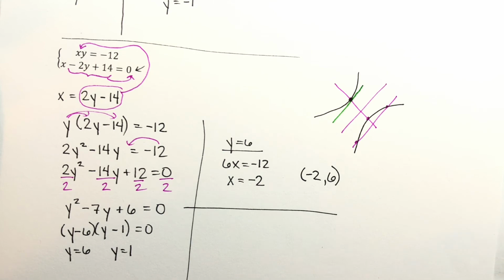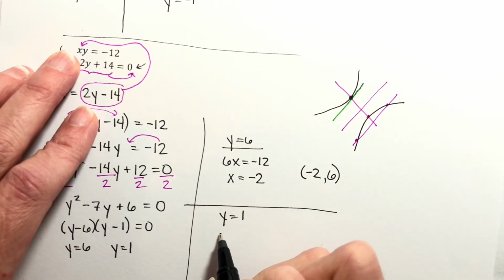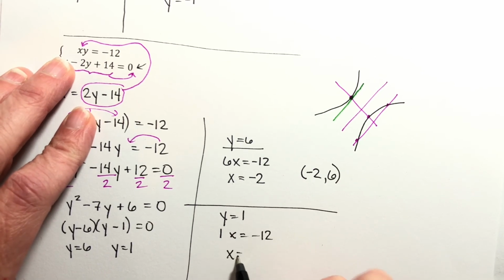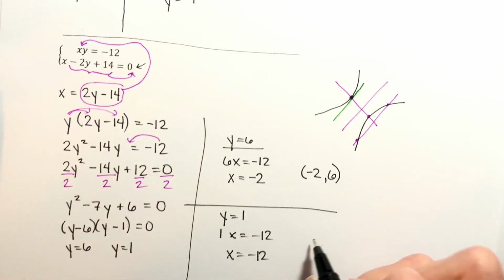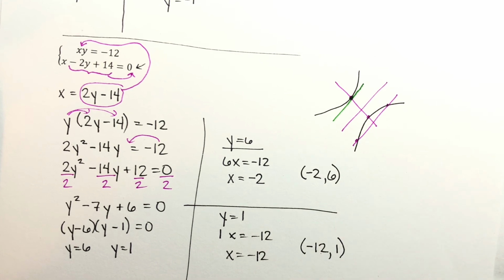Okay? Now let's do the y equal to 1 version. And this would be 1x equal to negative 12. So of course, x is negative 12. So this would be the point negative 12, positive 1.